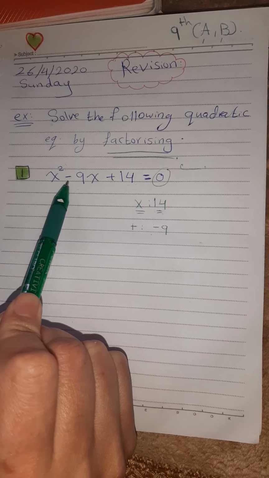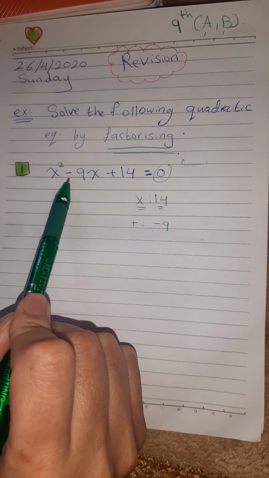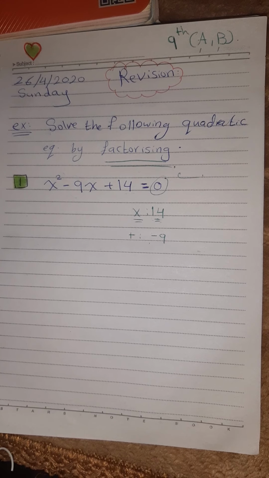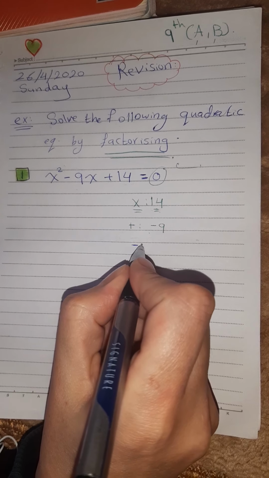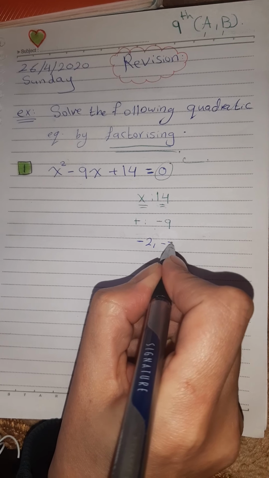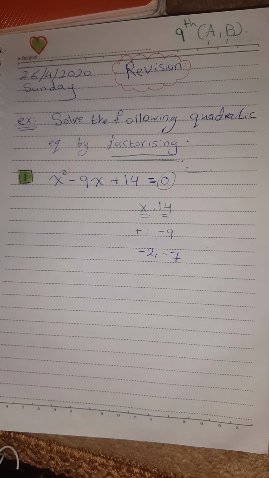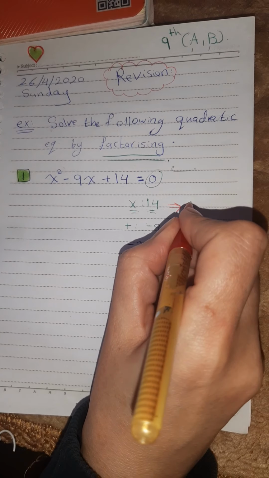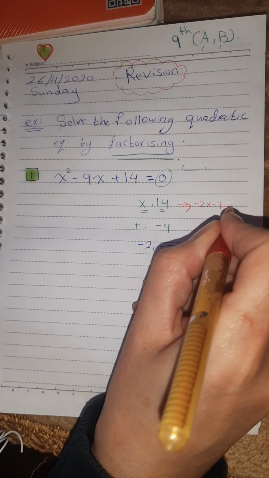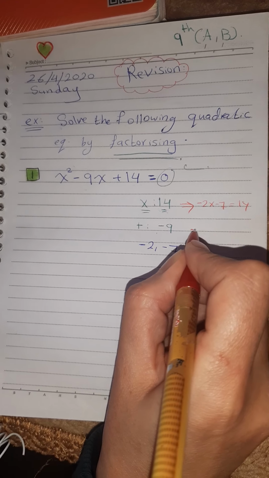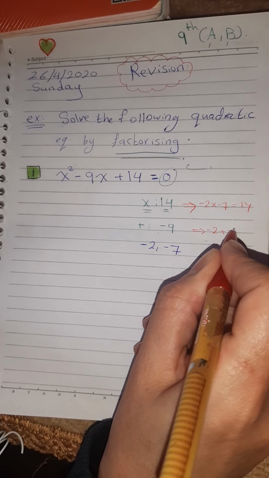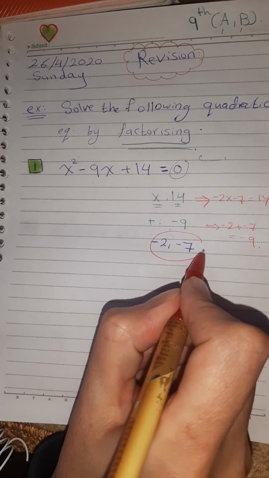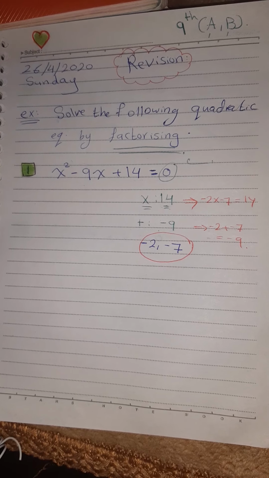Note that this is positive, this is negative, so these two numbers must be negative, because if you multiply two negative numbers it will be positive. These two numbers must be negative 2 and negative 7. Why? Because negative 2 times negative 7 is 14, and negative 2 plus negative 7 is negative 9. So we are looking for negative 2 and negative 7.